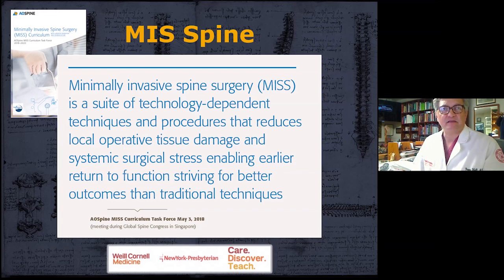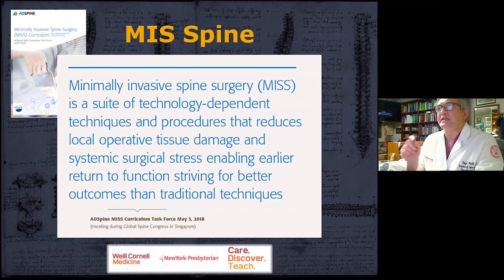What is MIS spine surgery? Now, as some of you may know, we started a MIS task force within AOSpine, and the goal here is really to develop educational material that can be used around the world by surgeons interested in minimally invasive spinal surgery. And one of the first tasks that we tried to address was a definition of what minimally invasive spinal surgery really is or should be. And what we came up with is really based on our experience, based on looking at the literature, and is summarized in this sentence here.